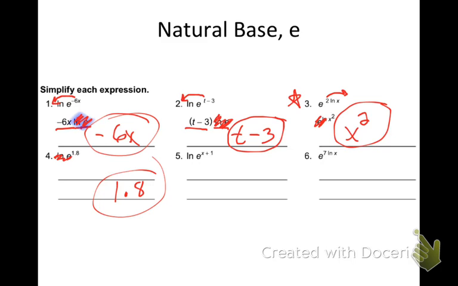What about 5? Natural log of e to the x plus 1. The exponent comes to the front, I get x plus 1, natural log of e. That cancels, and I'm left with x plus 1.